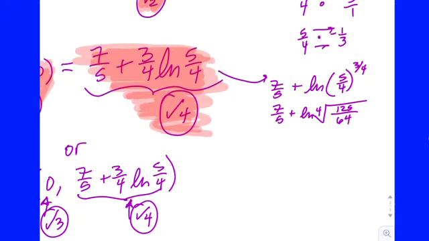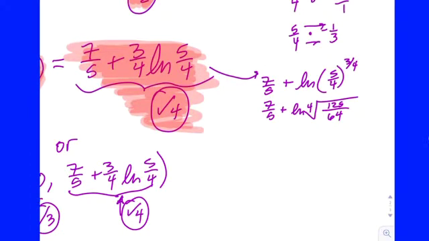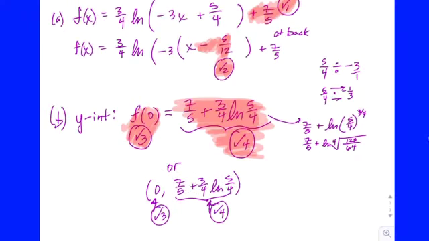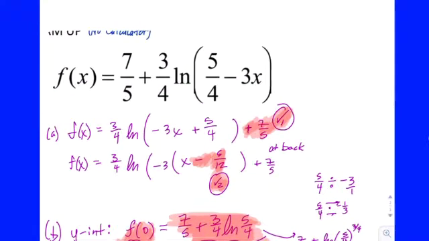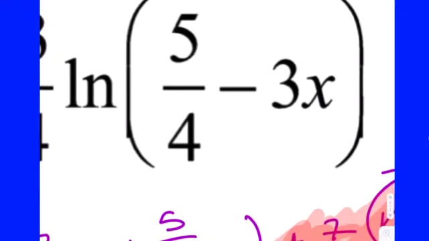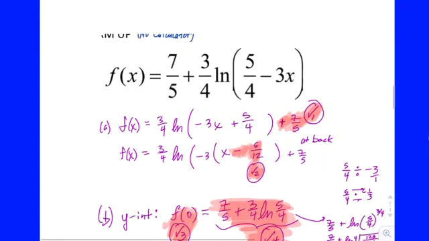So if you did that, what's that, the question? Oh, I plug in a 0 for x, right? 3 times 0 is 0, and 5/4 minus 0 is 0. Yeah, that's how you find Y-intercepts.